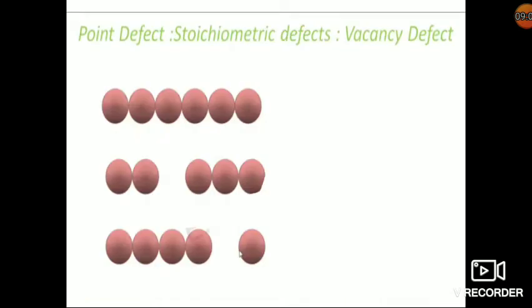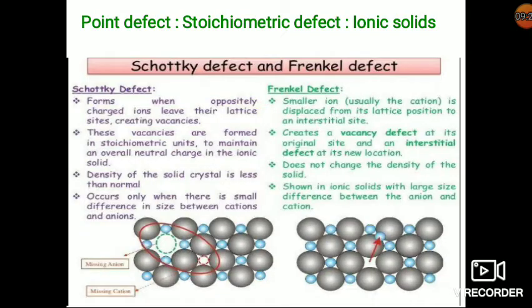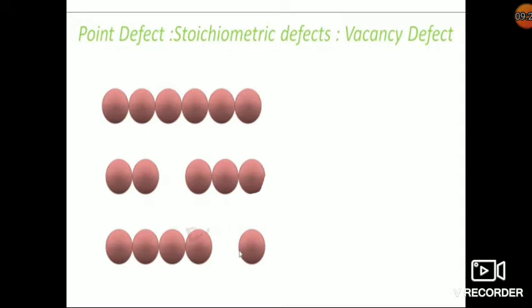Next stoichiometric defect is vacancy defect. Vacancy defect is very easy. You can see this line. Suppose this is a solid crystal where atoms are arranged. Now in this lattice you can see some vacant space. That means some atoms left their site, so some vacancy is created.